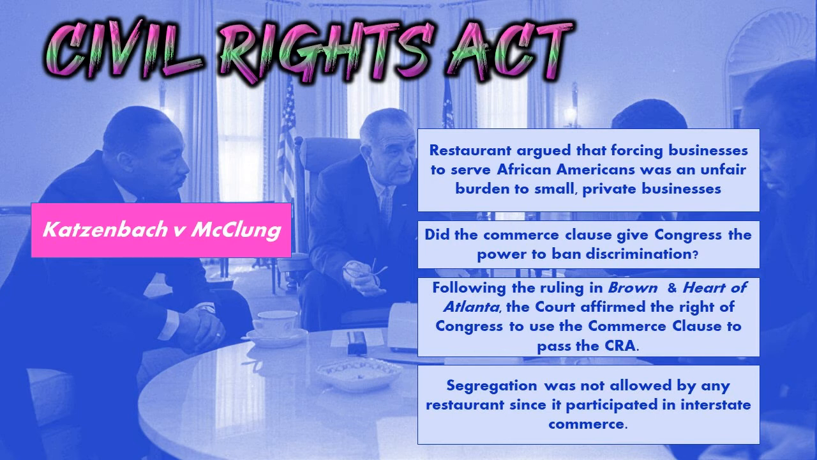This is about restaurants, and restaurants are small businesses. They're little private businesses and all that, and so they argue that that is an unfair burden to force upon these very small businesses. So in the case here, they once again challenged Congress's power to ban discrimination. And following the precedent from Brown and that same precedent in Heart of Atlanta, the court said that it was okay for Congress to use the Commerce Clause to pass the Civil Rights Act. So since restaurants participate in interstate commerce, they are subject to the regulations of Congress, and Congress says that segregation is not legal there. So we've got a long history here of policy changes that are all dealing with the interpretation of the Equal Protection Clause of the 14th Amendment.